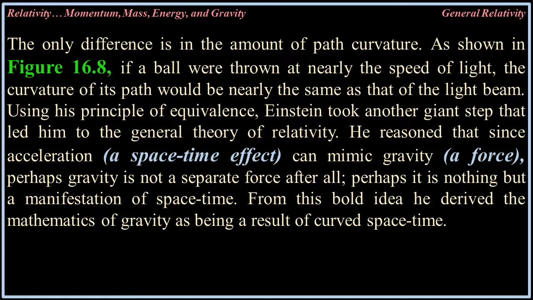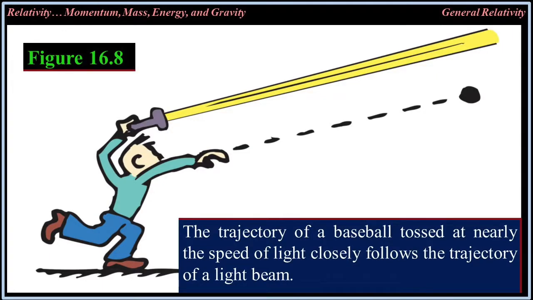Using his principle of equivalence, Einstein took another giant step that led him to the general theory of relativity. He reasoned that since acceleration, a space-time effect, can mimic gravity, a force, perhaps gravity is not a separate force after all. Perhaps it is nothing but a manifestation of space-time. From this bold idea, he derived the mathematics of gravity as being a result of curved space-time.